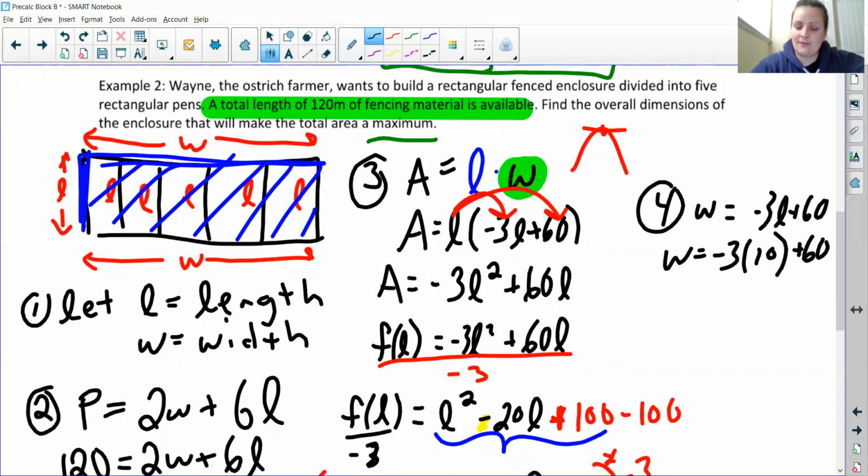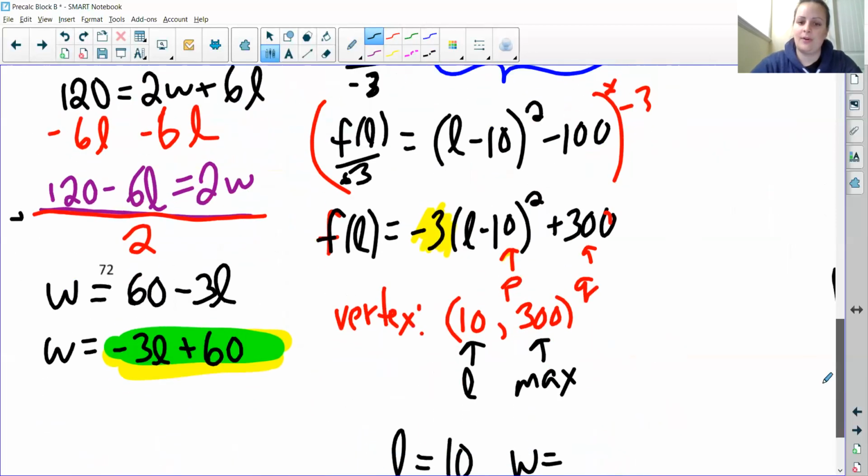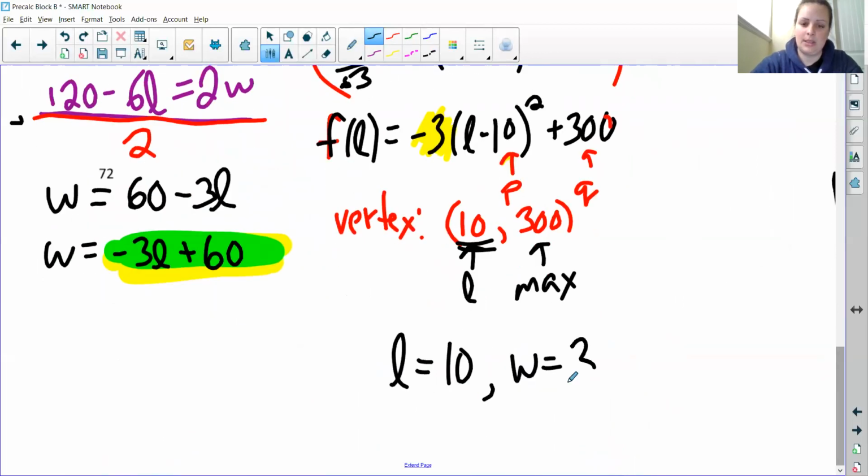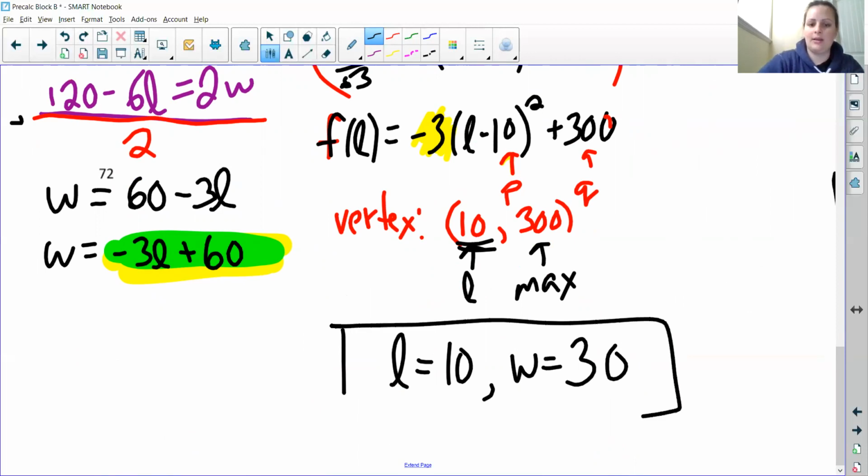Okay. So now we can figure out what W is by substituting 10 in for L. -3 times 10 is -30 plus 60. -30 plus 60 is positive 30. So here we have our W. We've already figured out our L. So the solution to this problem is that our width has to equal 30 and our length has to equal 10. So the dimensions would be 10 by 30 or 30 by 10, however you want to say it. And there's our solution.